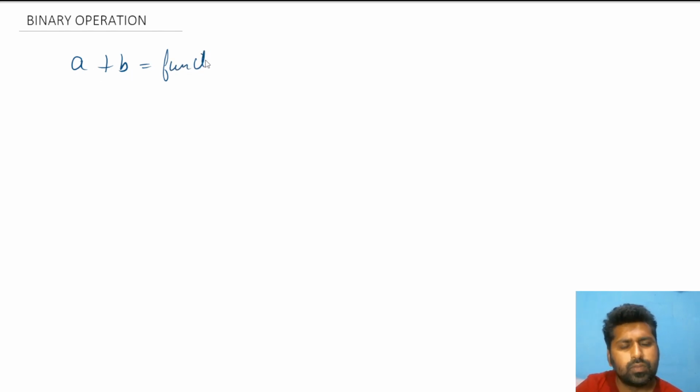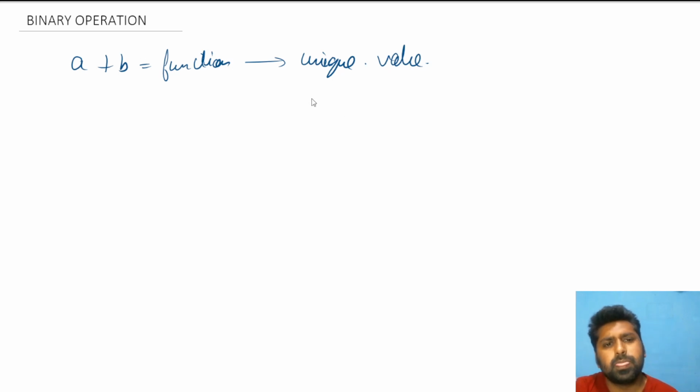First of all, let's understand addition. Let's say a plus b is there. We can think of this as generating a new function effectively. Addition itself is a function in which we take two elements and add them, and this function generates a unique number or unique value.